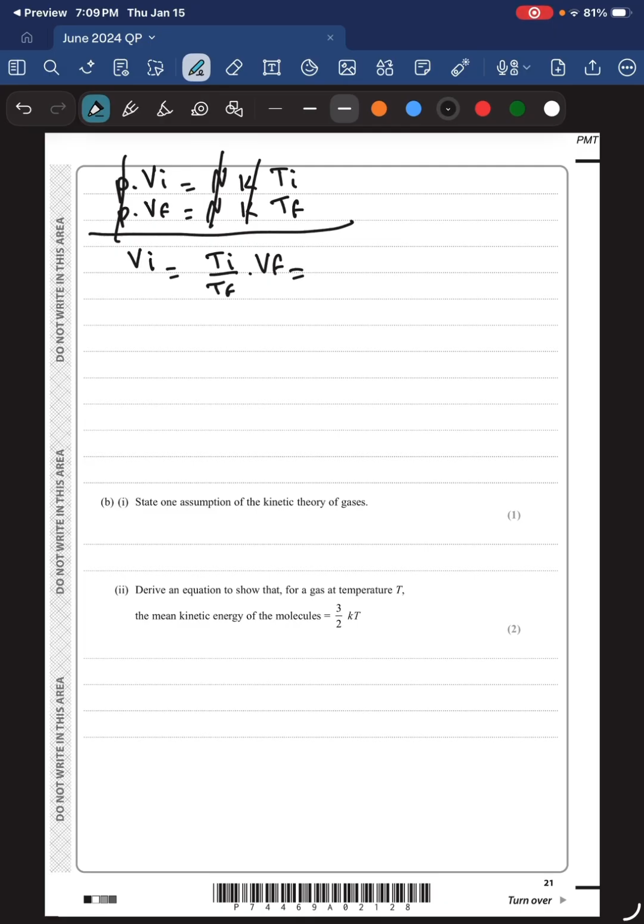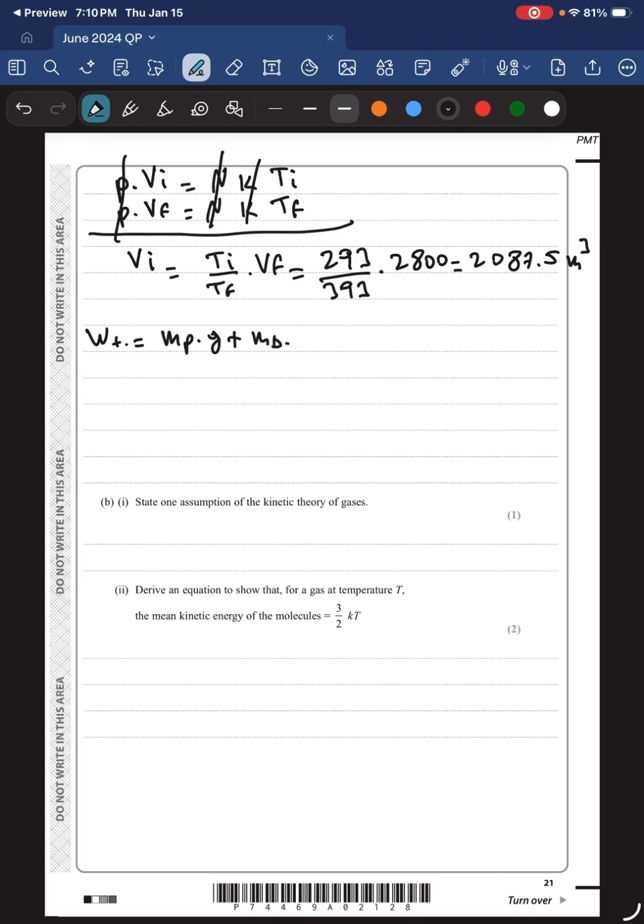And the initial temperature is 20 degrees Celsius, but don't forget to convert to Kelvin, okay? Whenever you work with thermodynamics, please use Kelvin. It's safer, okay? So 293 over 393 times 2800 yields 2087.5 cubic meters, okay?